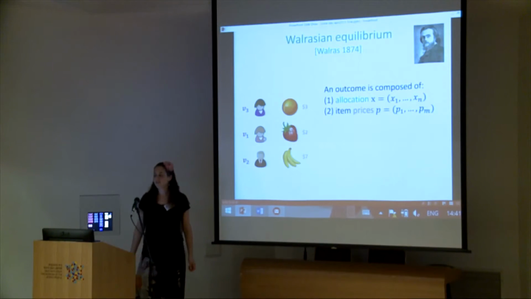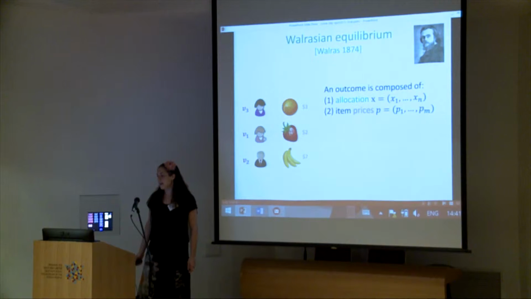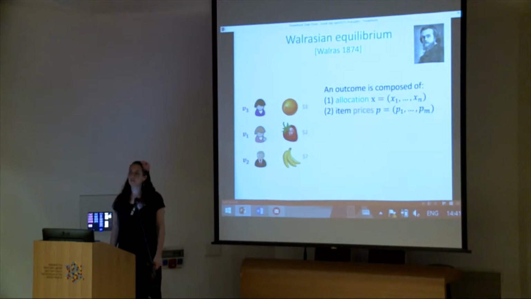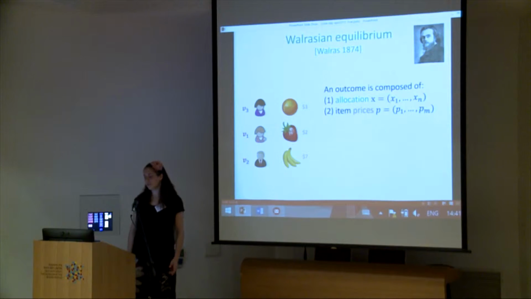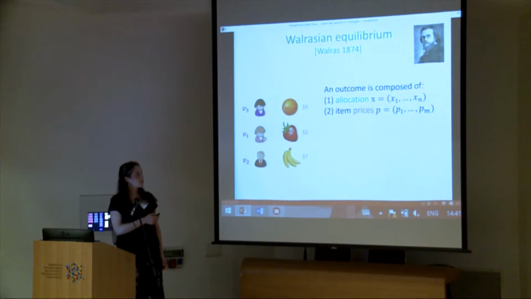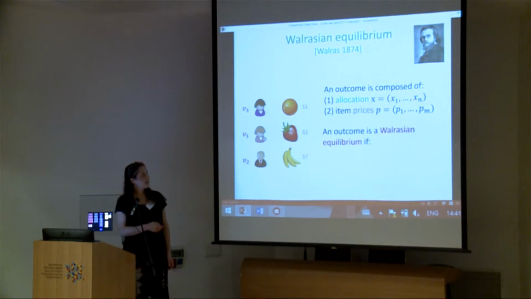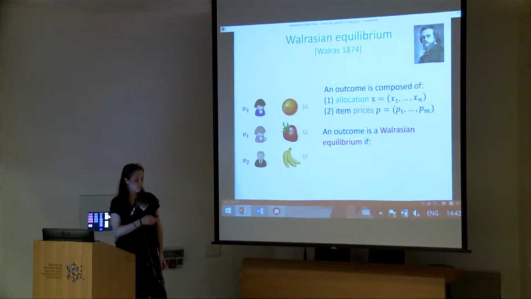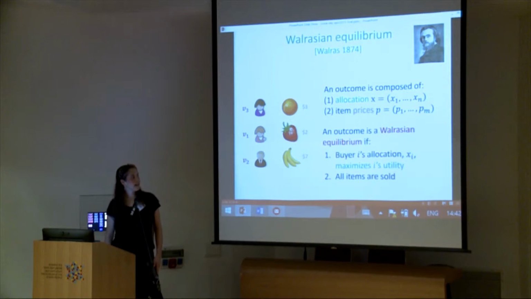And this conflict-freeness notion relates very closely to the notion of a Walrasian equilibrium. What is a Walrasian equilibrium? So first of all, what is an outcome? An outcome is an allocation, a vector of allocation, and a vector of item prices. And we say that an outcome is a Walrasian equilibrium if for every buyer i, the allocation that he gets in this outcome maximizes his utility, given the prices.